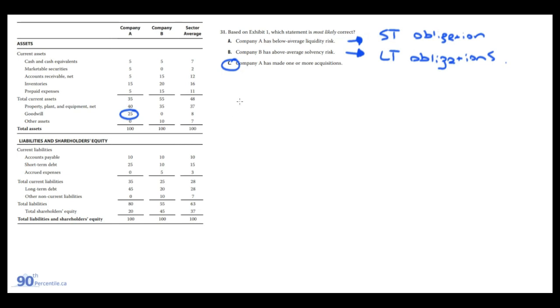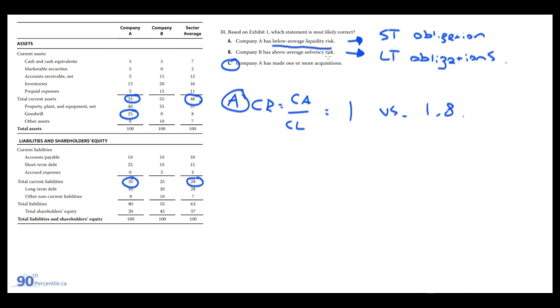But we can look at answer A, just for the sake of explanation, where we're looking at liquidity risk. So we can look at the current ratio, which is current assets over current liabilities. For Company A, we have current assets of 35 and current liabilities of 35, so the ratio is actually 1, versus the sector average, which is 48 in current assets and 28 in current liabilities. So let's call it 48 over 28, roughly 1.8. So this company has below average liquidity risk, right?